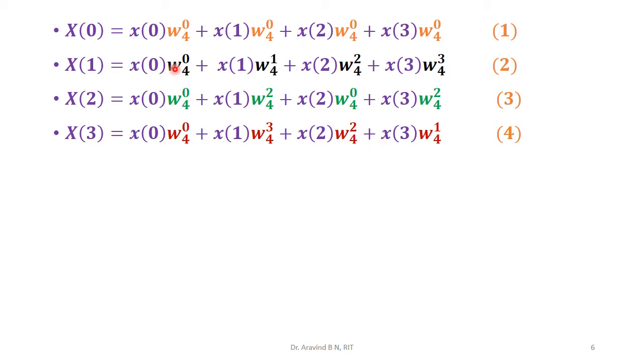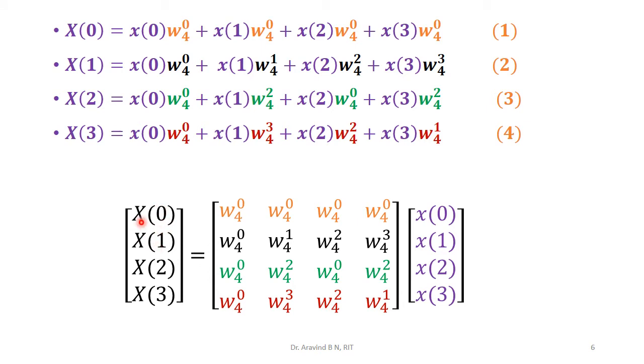So try to understand once again: x of 0 to x of 3 are common, so we are going to keep them as a column matrix on the right hand side. What is being varied? Twiddle factor values are being varied in each of these columns. So we are going to create a 4 cross 4 representation of this twiddle factor. Now the representation looks like this.